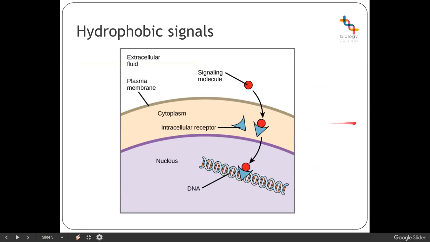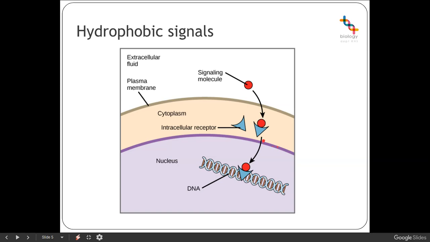In a hydrophobic signal, it's able to diffuse across the membrane, and when it reaches the cytoplasm of the cell, it's able to bind to an intracellular receptor. Hydrophobic signals are usually hormones, and when they bind to their intracellular receptor, the complex that results is referred to as the hormone receptor complex.